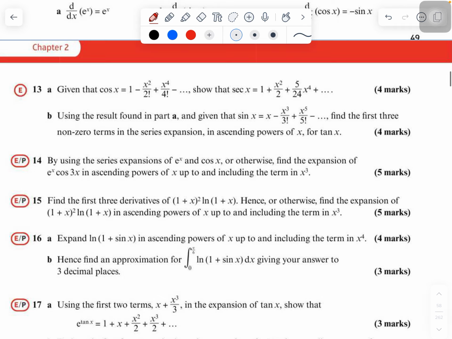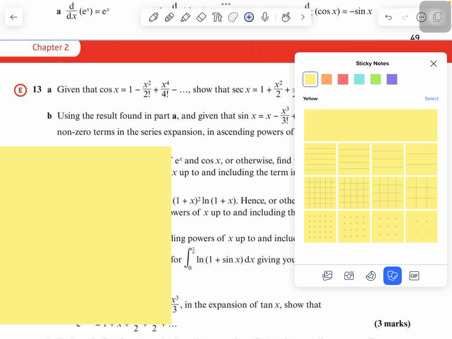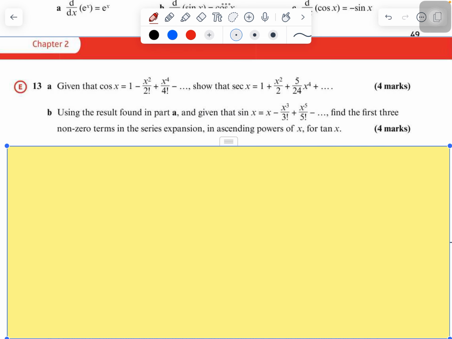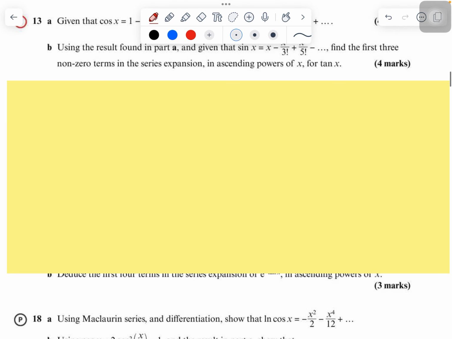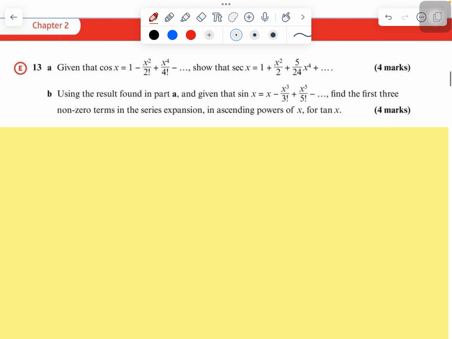Number 13. Given this one, show that this one. Okay, so here, everything is such a long way to go, so I need more space. Here, cos and sec, we know they have a reciprocal relation, so cos x times secant of x becomes 1.